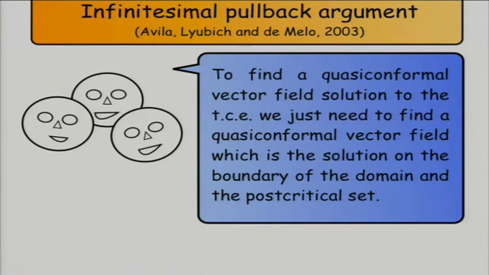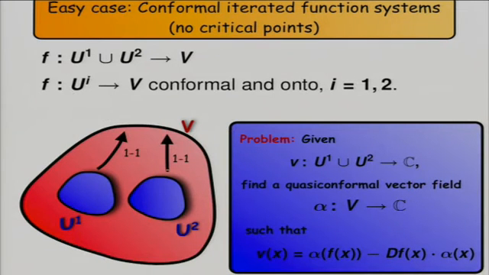So I know it's confusing, but I want to give an easy situation where I can do that. Okay, so this situation is conformal iterated function systems. You have no critical points. Forget critical points. So I have two components. Each one of them is mapped in a conformal way onto the whole thing. So the problem is the following. I give a V defining the blue region, and I need to find a quasi-conformal vector field that satisfies the cohomological equation here for every x on the blue regions. Okay? So that's the problem. How do you do that?